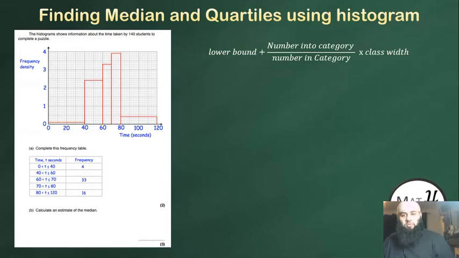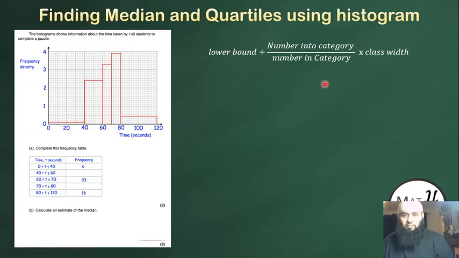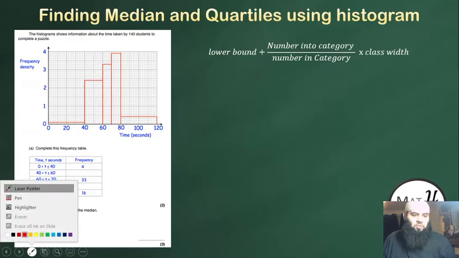So first and foremost, we are given this equation: lower bound plus number into category divided by number in category times class width. Now I'll go through every single terminology in the equation in detail. So let me just go back to my pen.